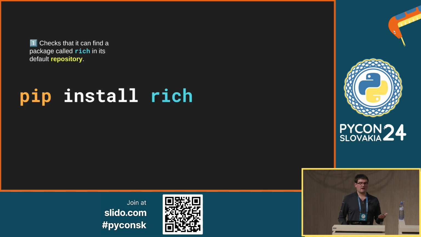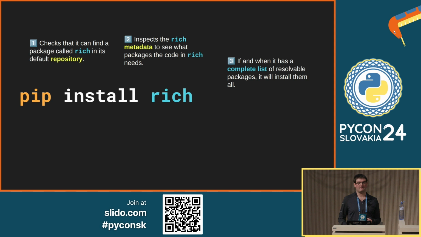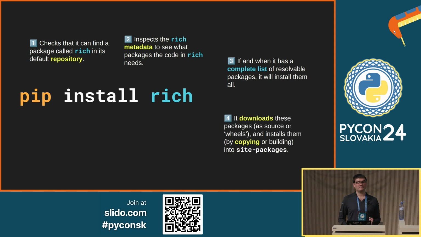And so an installer here, something like pip, will check that it can find a package called rich initially, and inspect the metadata as well to see what packages rich might require and various other artifacts about the package itself. And then when it has this complete list of everything it needs to install, it'll go about downloading them and copying them using distutils into the relevant places that package should be found.